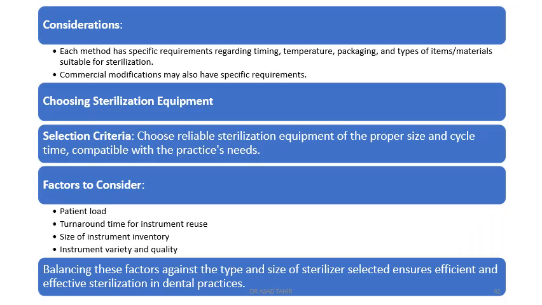Considerations. Each method has specific requirements regarding timing, temperature, packaging, and types of items/materials suitable for sterilization. Commercial modifications may also have specific requirements. Choosing sterilization equipment. Selection criteria: reliable sterilization equipment of the proper size and cycle time, compatible with the practice's needs.